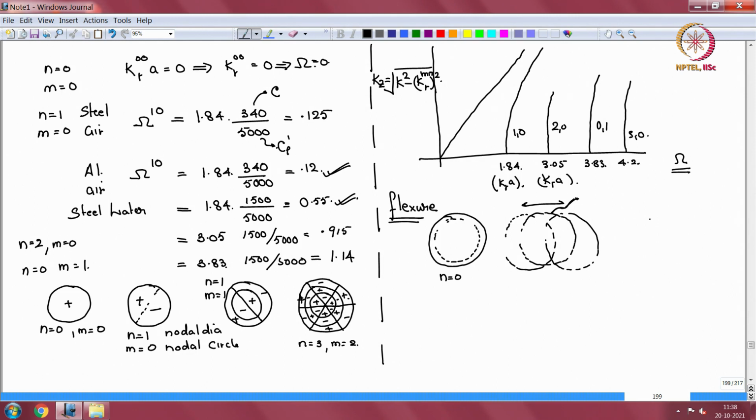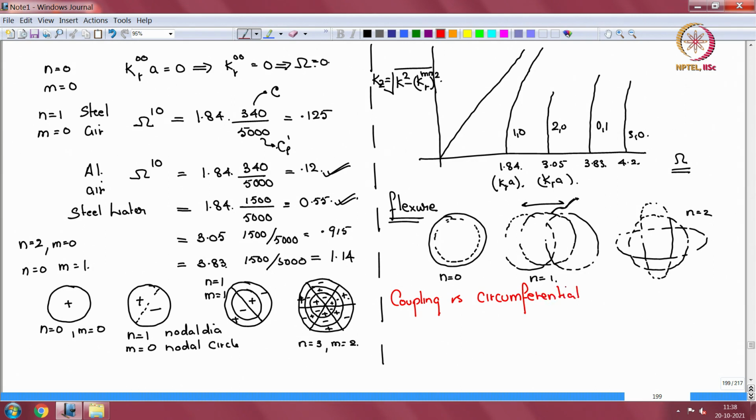Then n equal to 2 is easier to see. It's the ovaling mode. So if we take this as a nominal circle and it ovals, in one part it goes like this, in the other half it goes like this. So it ovals. This is n equal to 2. And let me say that coupling between fluid and shell is circumferential order based, that means n based. So the n of the structure couples with the n of the fluid.